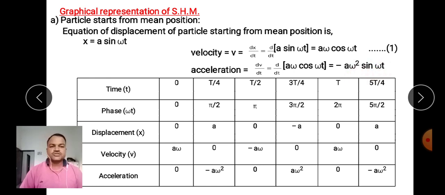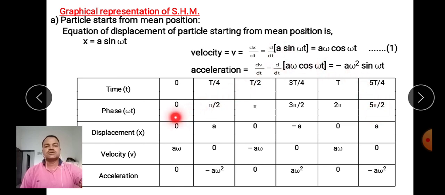For one oscillation we have to draw the graphs of displacement versus phase or time, velocity versus phase or time, and acceleration versus phase or time. Put the values omega t is equal to 0, pi by 2, pi, 3 pi by 2, and 2 pi in the above equations.